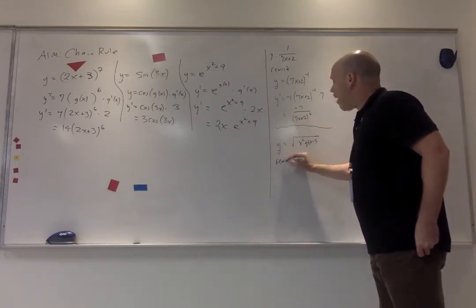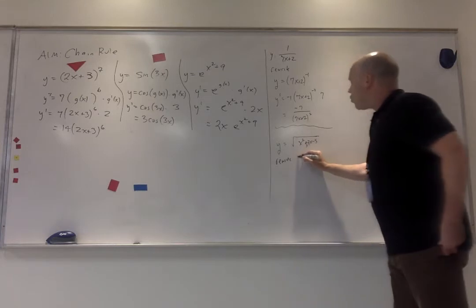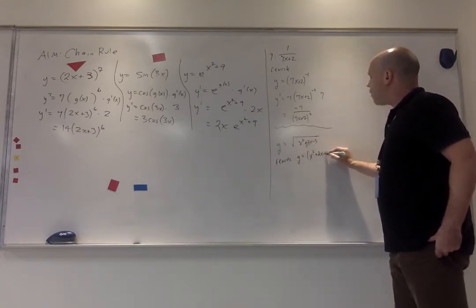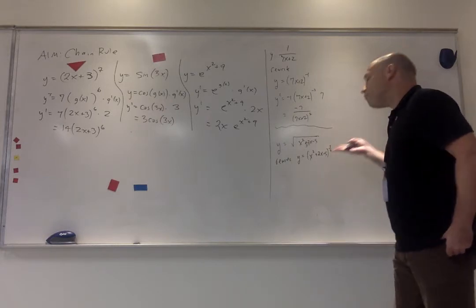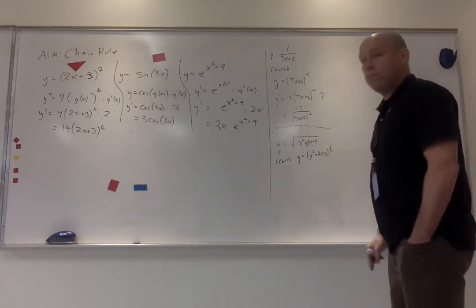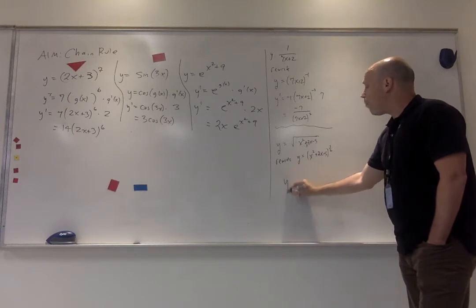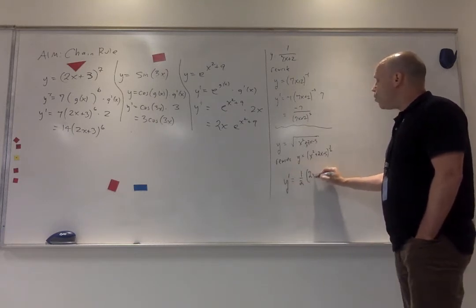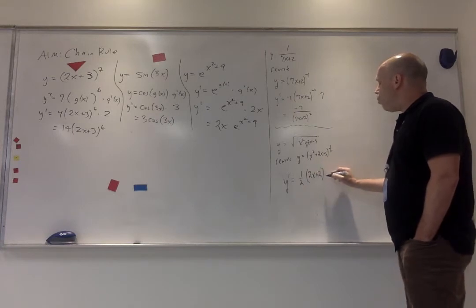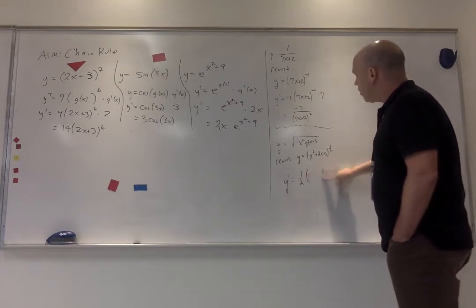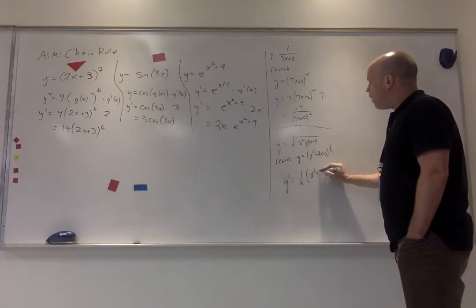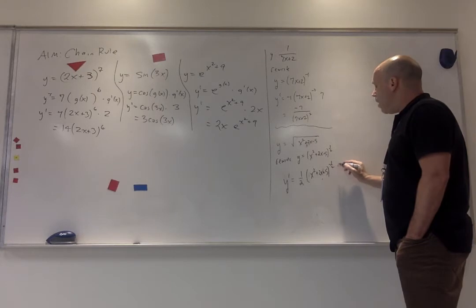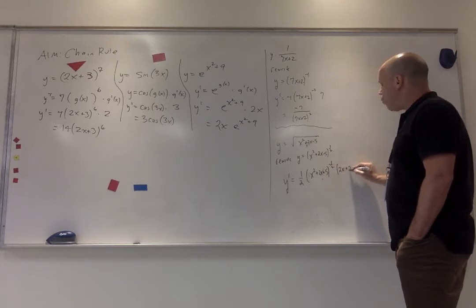Rewrite as y equals (x squared plus 2x minus 5) to the 1/2. You follow it through. We have y prime is equal to 1/2 times (x squared plus 2x minus 5) to the negative 1/2 times (2x plus 2).